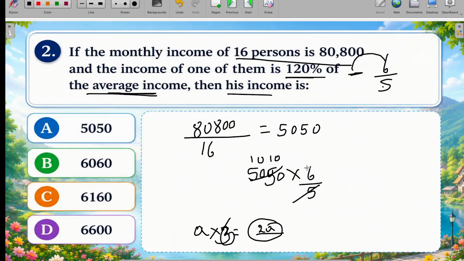Otherwise you do it with basics. 1010 into 6 will be 6060. So your answer becomes 6060. I hope you are clear on these two questions. Clear? If you understand both the questions, just type in the chat box that yes, we understand, and clearly mention if you understood all the questions clearly.